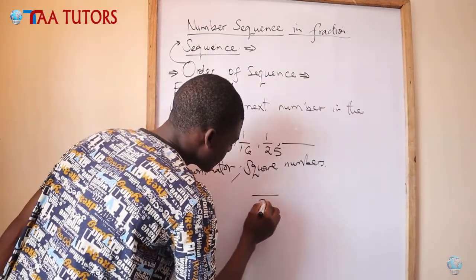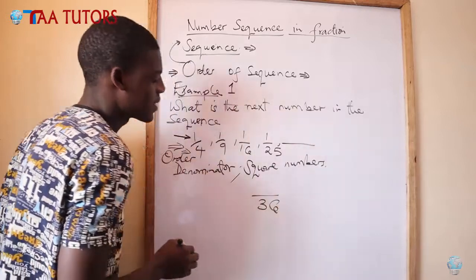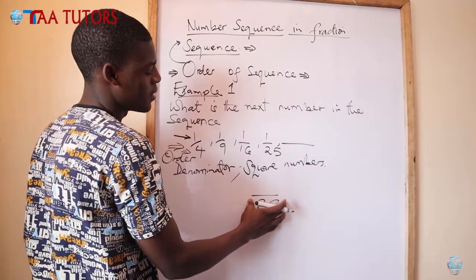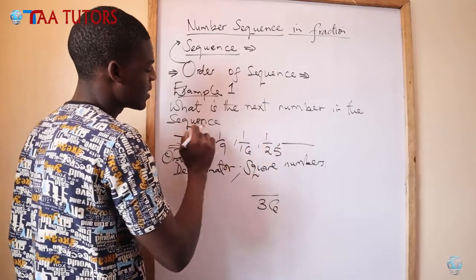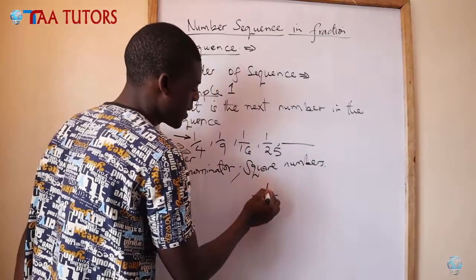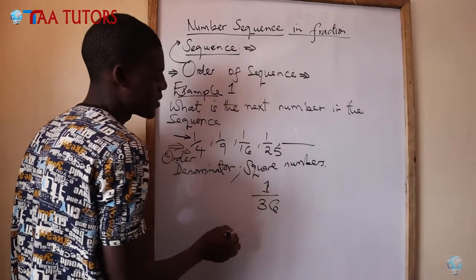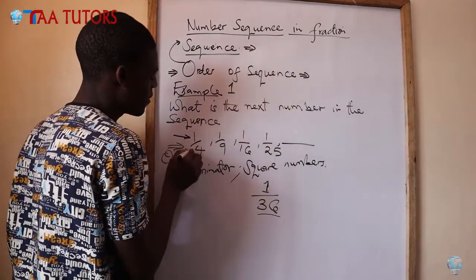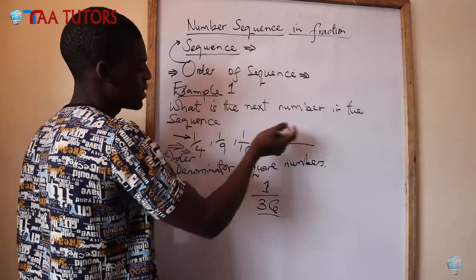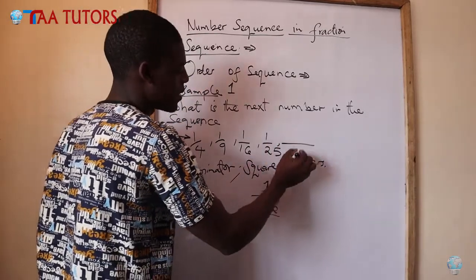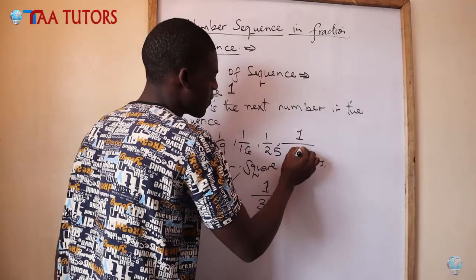So we will have 36 as the next denominator. On the numerator part, we can see 1 is consistent in all. So we will have 1 over 36. This 36 conforms to the order of the denominators, the square numbers, but 1 is consistent in all. So our next number here will be 1 over 36.